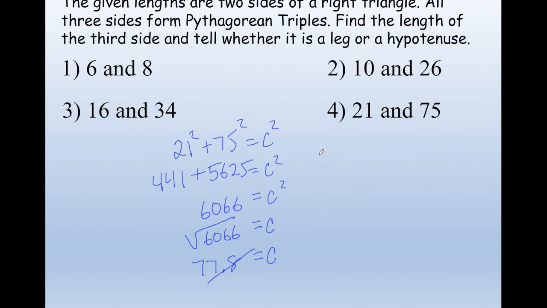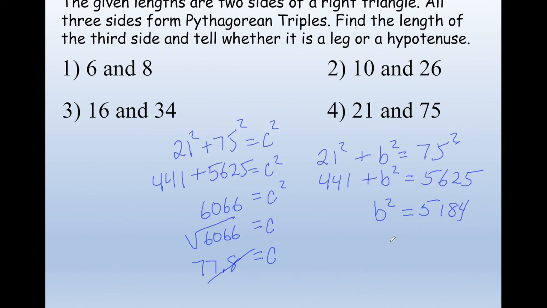That's okay. I'm just going to switch this around a little bit. 21 squared plus b squared equals 75 squared. 441 plus b squared equals 5625. Subtract 441 from both sides. B squared is equal to 5184. Square root of 5184. B is equal to 72. 72 is less than the 75, so what did I find? I found a leg.